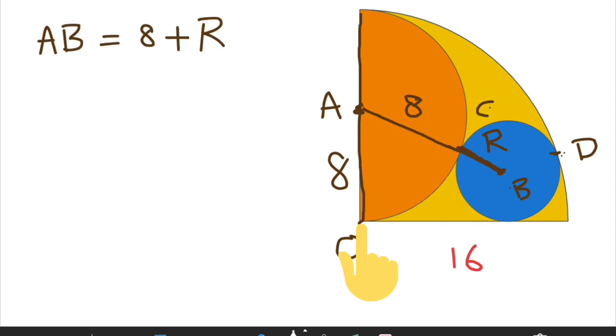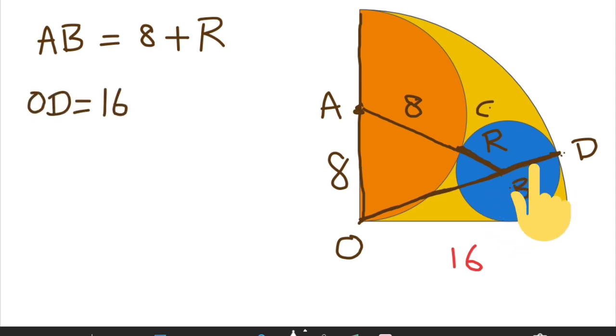Now, draw a line from the center of the quarter circle, passing through the center of the small circle and to the point of tangency, the point D. This OD line is nothing but the radius of the quarter circle, isn't it? And we know that the radius of the quarter circle is 16 units. So that means OD length is 16 units. BD is nothing but the radius of the small circle. So BD length is R units.